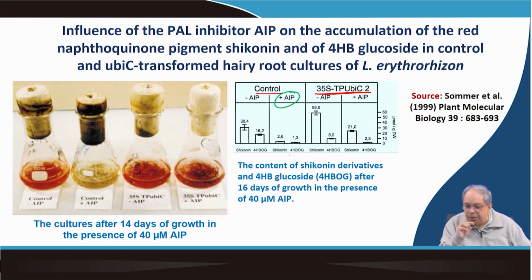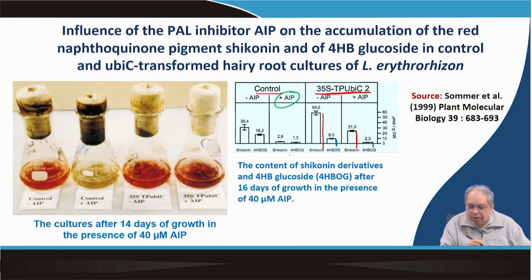So, there what happens, normally without AIP you will find formation of shikonin in pretty good amount, and 4-hydroxybenzoic acid glucoside is also formed. But when AIP was fed in the transgenic line, what will happen? The shikonin content is now less. If you compare this one and this one, this is less. Not only that, the 4-hydroxybenzoic acid glucoside content is also less.